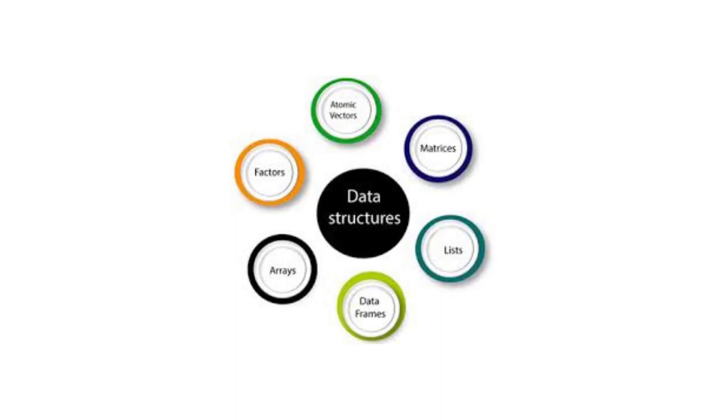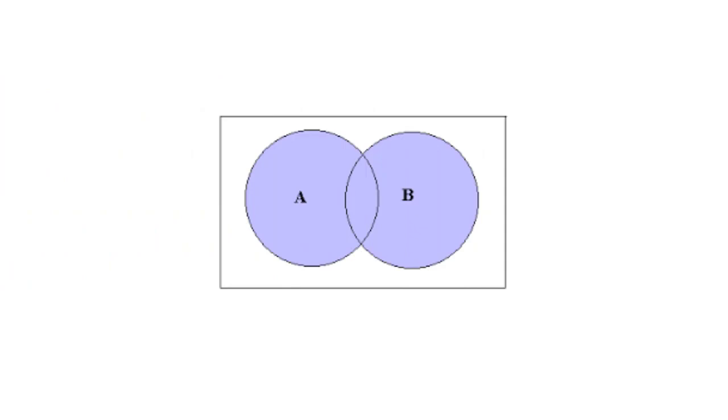Later on in the course, we shall discuss set theory, and you will realize that set theory is used to understand how data elements are organized and related within a data structure. So for example, unions and intersections are fundamental concepts when working with data structures like arrays, lists, and sets.